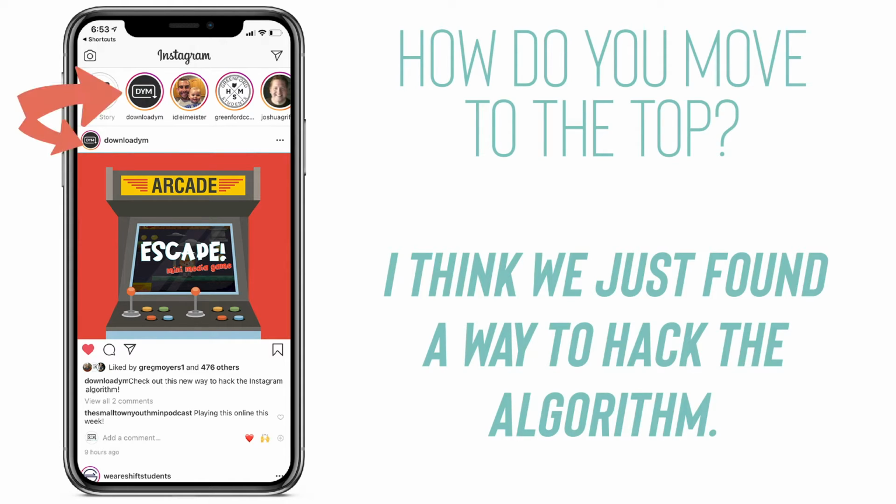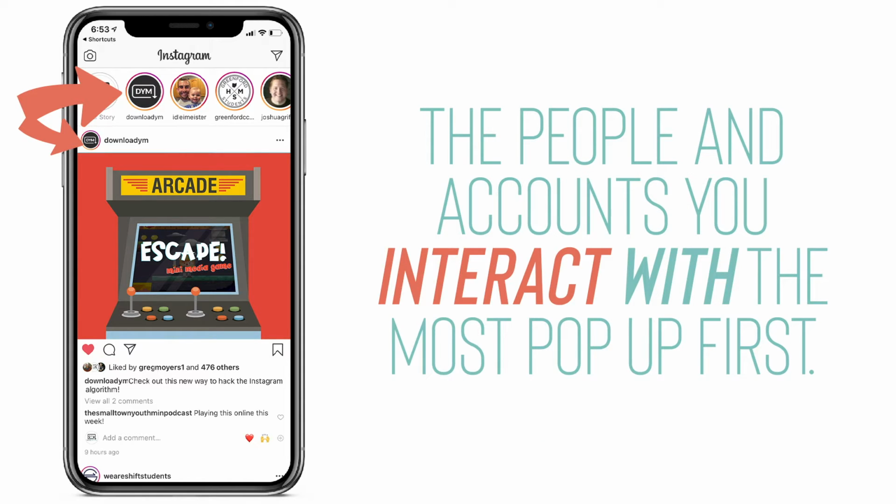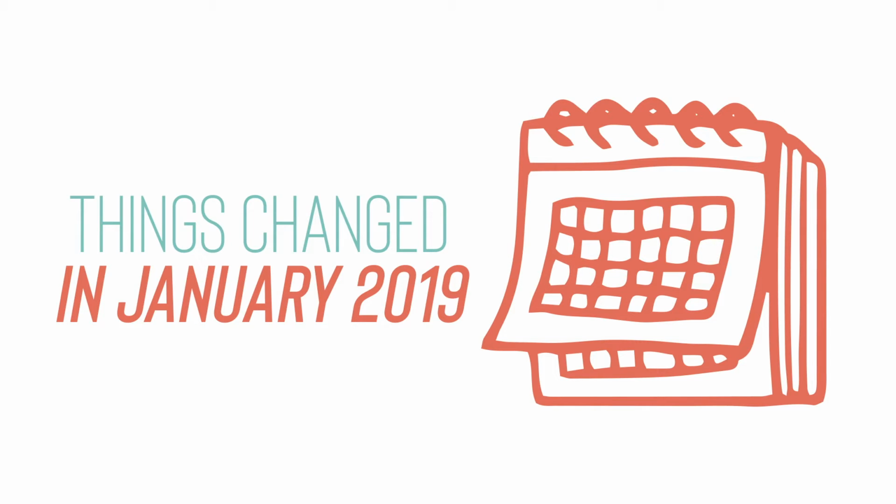When you open your Instagram account, you know that the people and the accounts that you interact with the most pop up first. You see their stories first, and their posts are typically not too far down the page. This is because things changed in January of 2019.